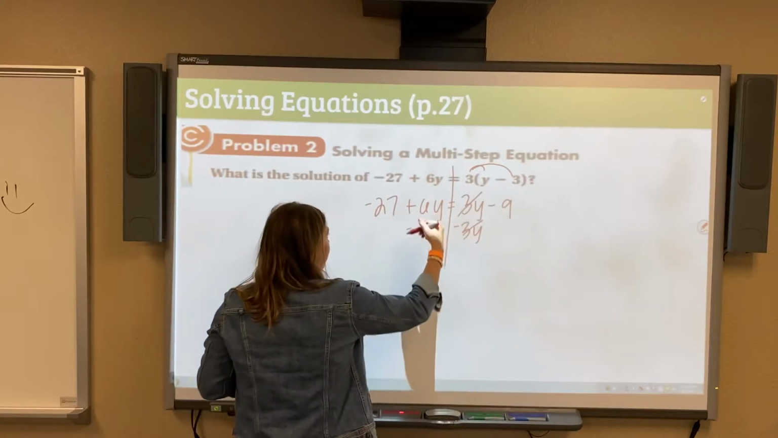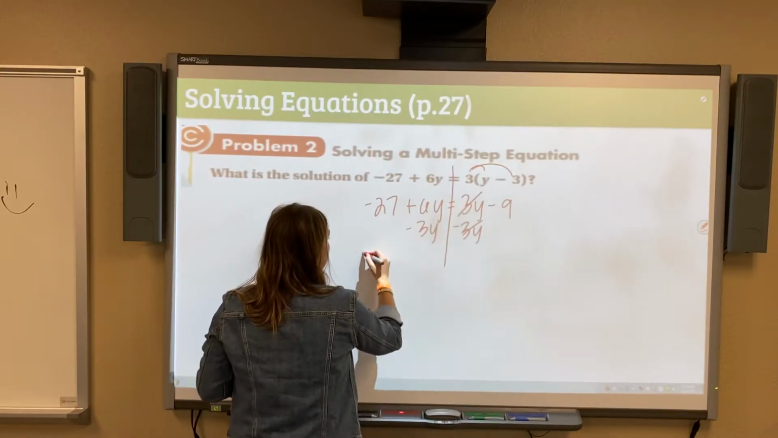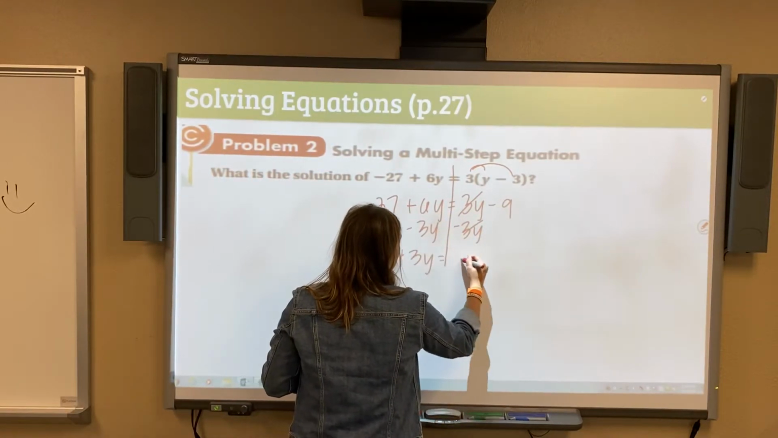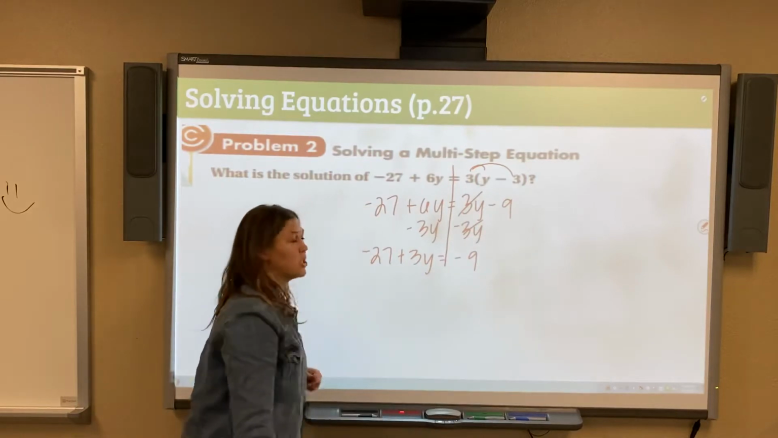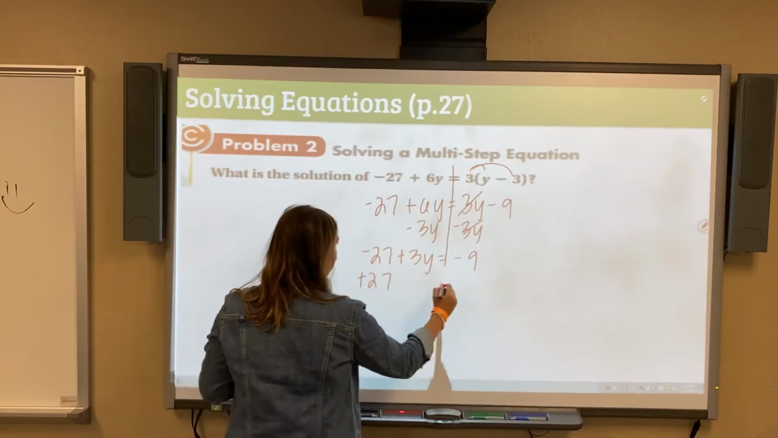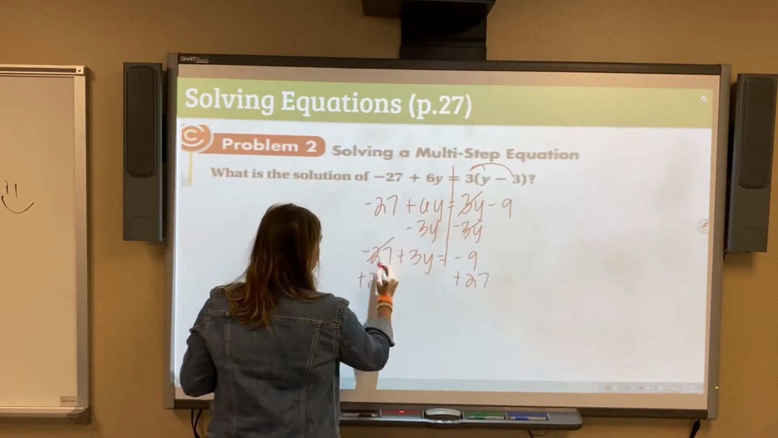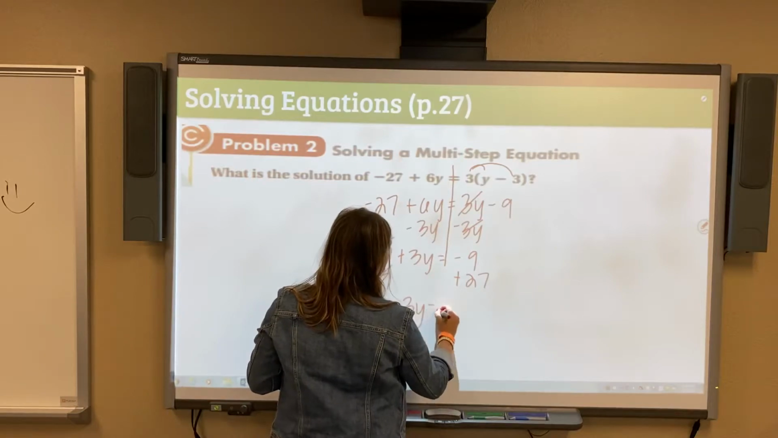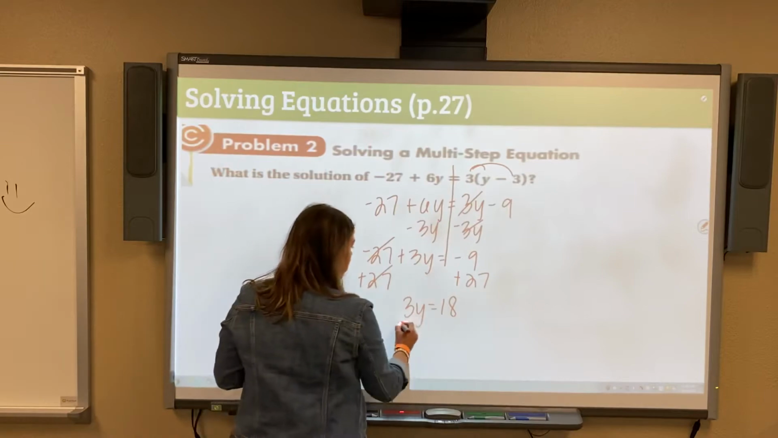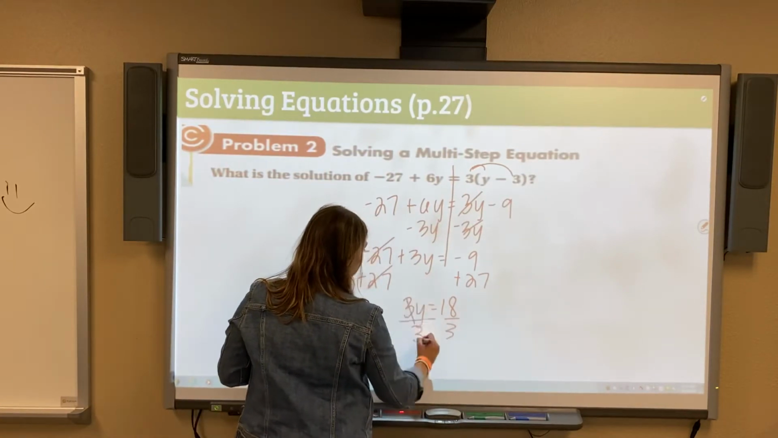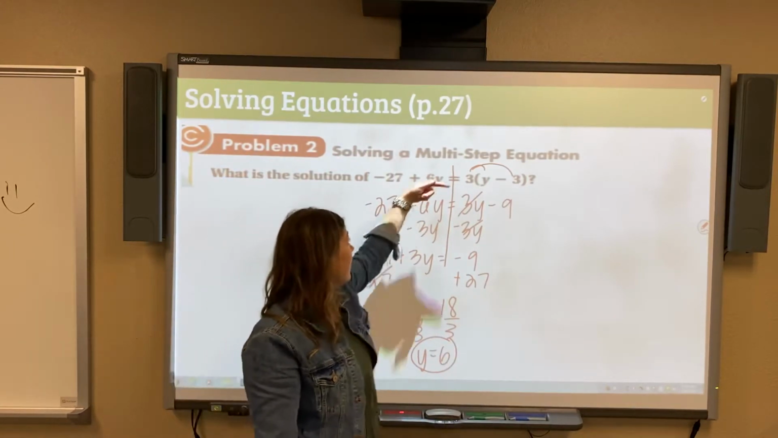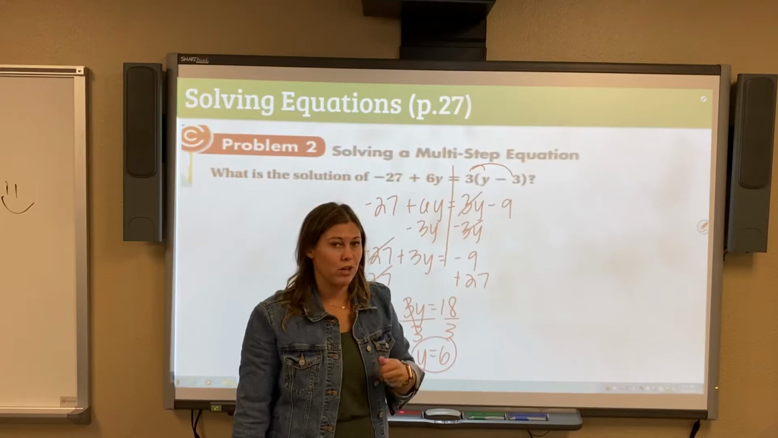Okay, I have to subtract it from the 6y because these are like terms. So bring down negative 27. 6y minus 3y is a positive 3y equals negative 9. Make sure you bring down that negative 9. Okay, now we can add 27 to both sides to undo that subtraction. Cancel, cancel, bring down our 3y is equal to negative 9 plus 27 is 18. Okay, last, undo this multiplication by dividing by 3, so we get y is equal to 6. Okay, if you wanted to plug that in to check your answer, you totally could.